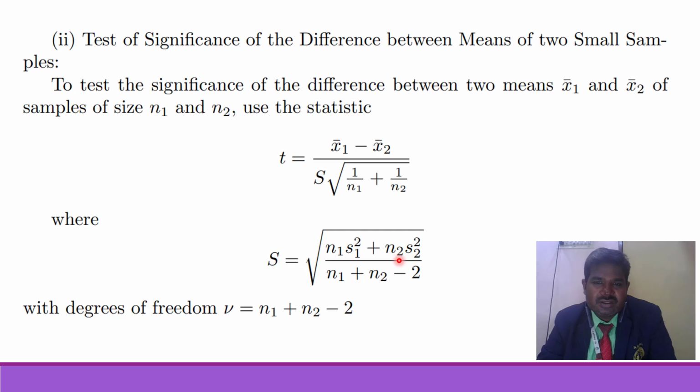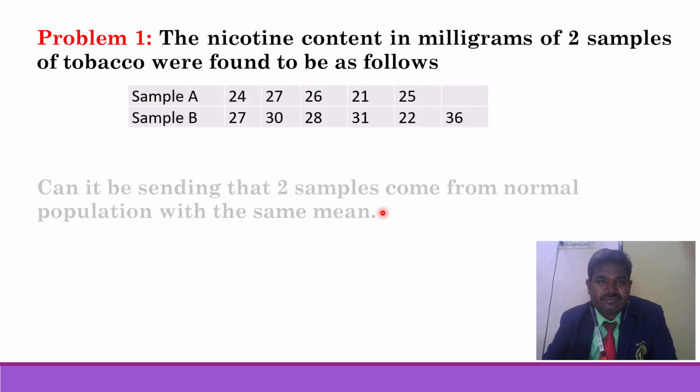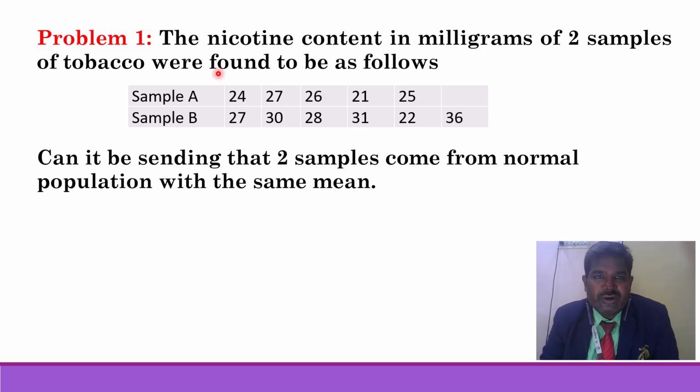So n1, n2 are the sample sizes. x1 bar is the first sample mean, x2 bar is the second sample mean. S1 square is the first sample variance, and the second sample variance is denoted by S2 square. Sometimes we use the notation x and y instead of x1 and x2. We see the problem first. First problem we are going to see.